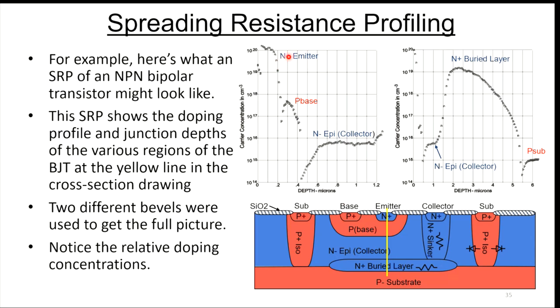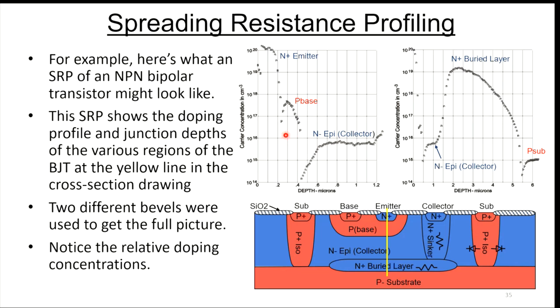Here you can look at the N plus emitter. It's way up here, somewhere around 10 to the 20th carriers per cubic centimeter. Then as we move down into the P base region, it's somewhere in the 10 to the 17, 10 to the 18 carriers per cubic centimeter, with a junction depth of maybe 0.2 microns. And then the P base to collector, the collector's down here, maybe 10 to the 15, 10 to the 16 carriers per cubic centimeter.